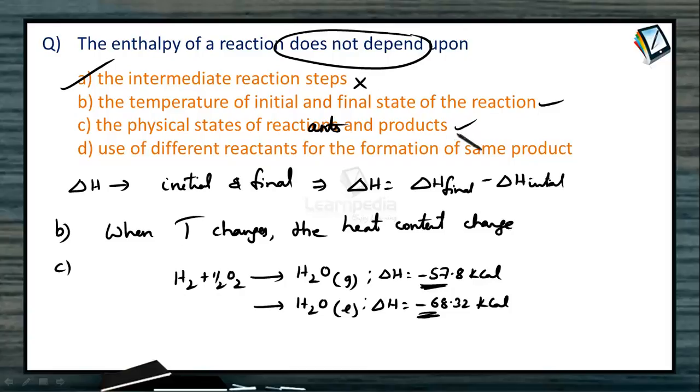Means enthalpy of reaction depends on this particular term as well as this particular term. Let's see the last one. Use of different reactants for the formation of the same product. Enthalpy of reaction definitely depends on this, because different reactants have different heat content, and accordingly the enthalpy change also changes, isn't it? So enthalpy change depends on all these three, but does not depend upon the intermediate reaction steps. So for this one, our answer is option A.